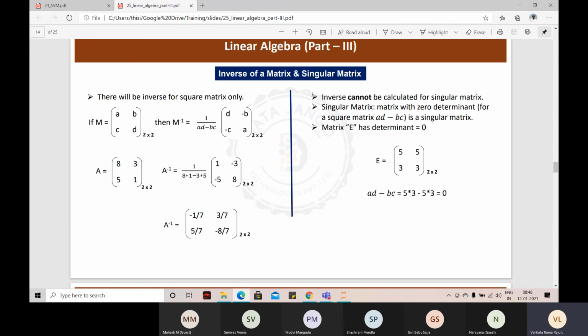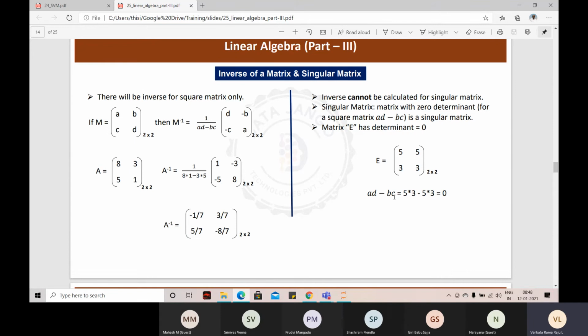So when there is no inverse for a matrix, then that matrix is called a singular matrix. You take one matrix and you are unable to calculate the inverse. When will you be unable to calculate the inverse? When the denominator is 0. If you get this determinant as 0, then you will not be able to calculate the inverse of a matrix. So that matrix is called a singular matrix. So can you calculate the inverse for this matrix?